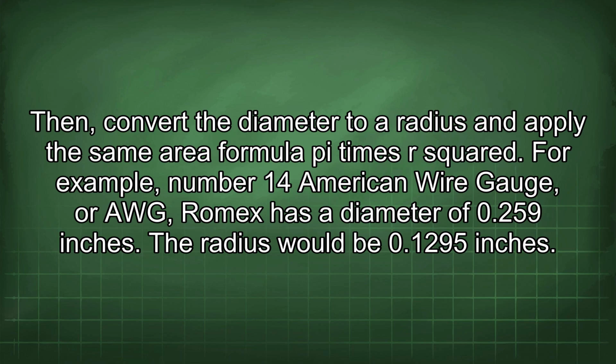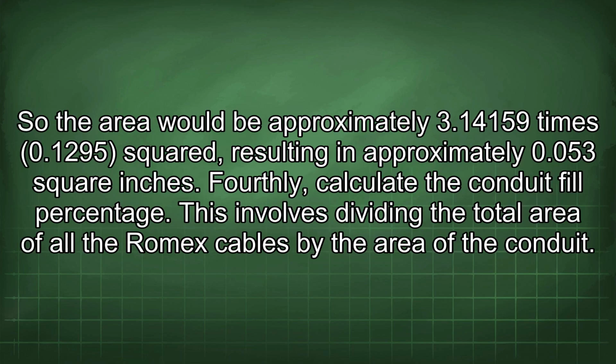For example, number 14 American wire gauge, or AWG, Romex has a diameter of 0.259 inches. The radius would be 0.1295 inches. So the area would be approximately 3.14159 times 0.1295 squared, resulting in approximately 0.53 square inches.